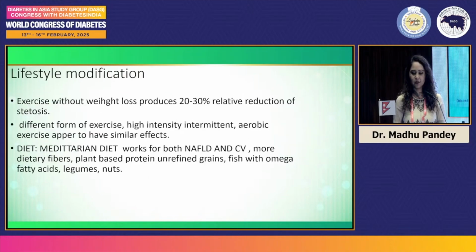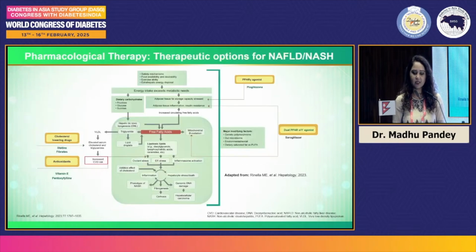obesity-related metabolic complications. So exercise without weight loss produces a 20 to 30% relative reduction of steatosis. Different forms of exercise, high intensity and intermittent aerobic exercise, appear to have similar effects. Diet, especially the Mediterranean diet, works both for NAFLD and CV, with more dietary fibers, plant-based protein, unrefined grains, fish with omega fatty acids, legumes, and nuts.